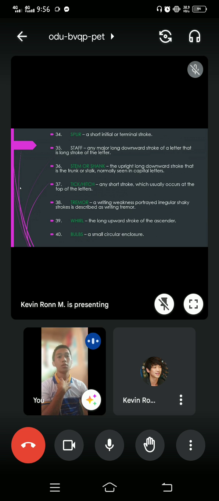Number 37 is tick or hitch. So what is that? Any short stroke which usually occurs at the top of the letters. So that is tick or hitch.